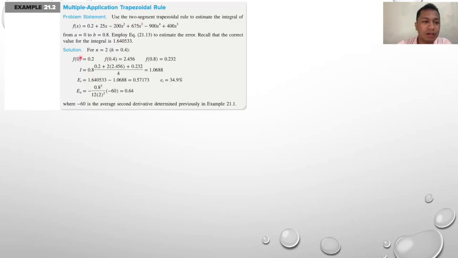So let's have the value f(0) is equal to 0.2, f(0.4) is equal to 2.456, and f(0.8) is equal to 0.232. So in substituting all these values to the equation, this will give us I is equal to 1.0688. And the Et is equal to 0.57173.